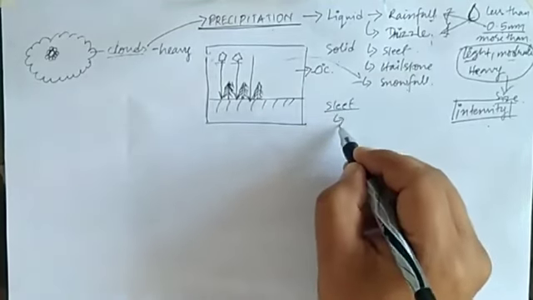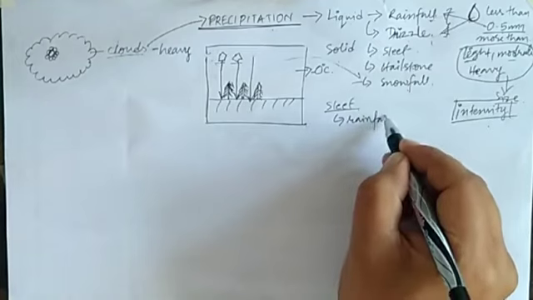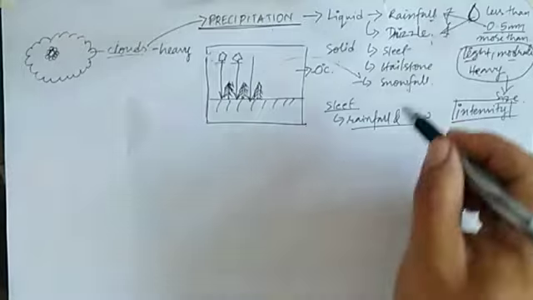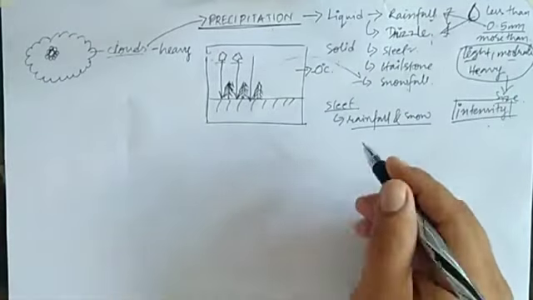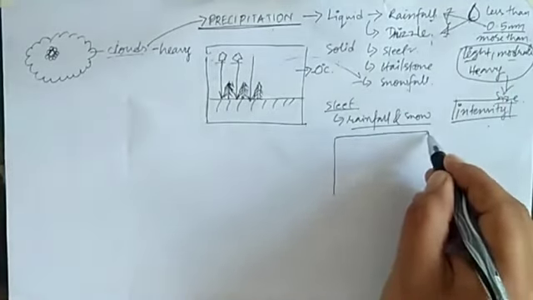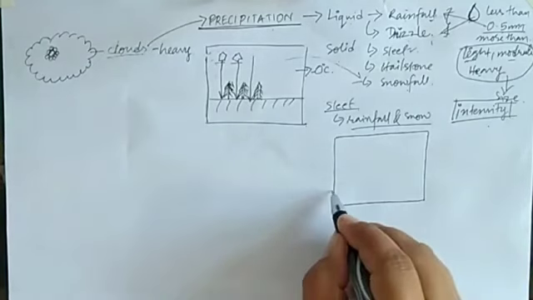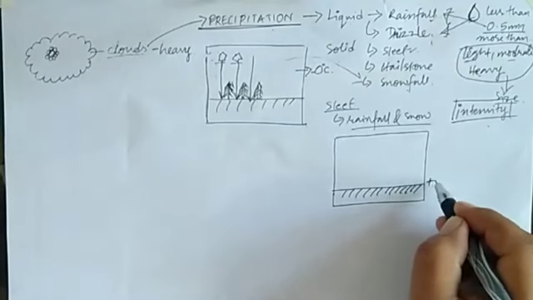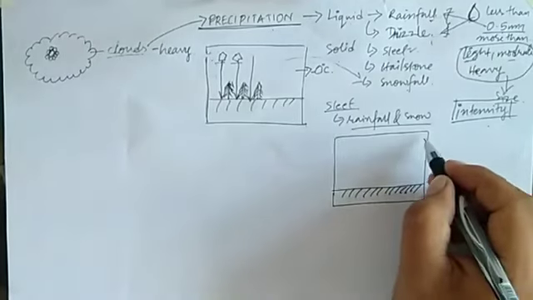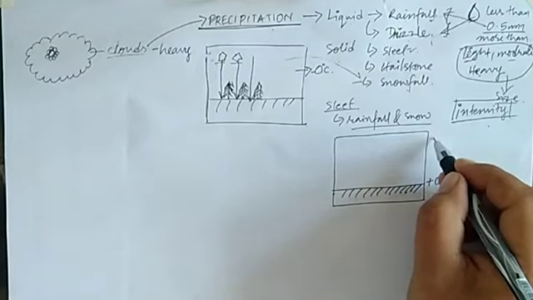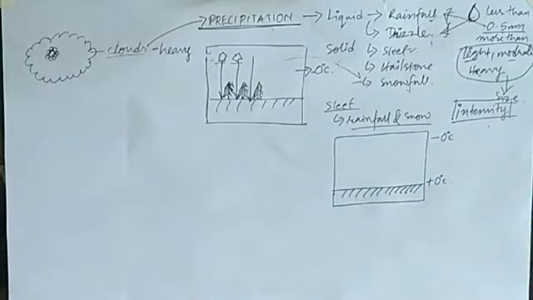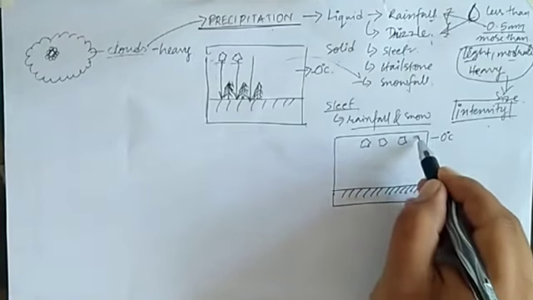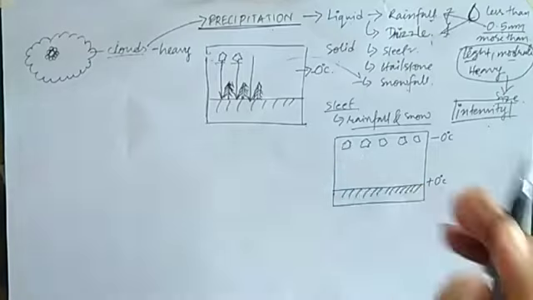Now when rainfall and snow occur together, we term it as sleet. Here, in case the ground temperature is more than freezing point, but in the upper atmosphere the temperature is less than freezing point, it will lead to the formation of snow crystals or ice crystals at the upper level.